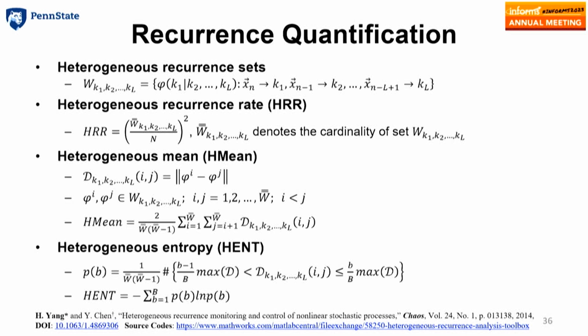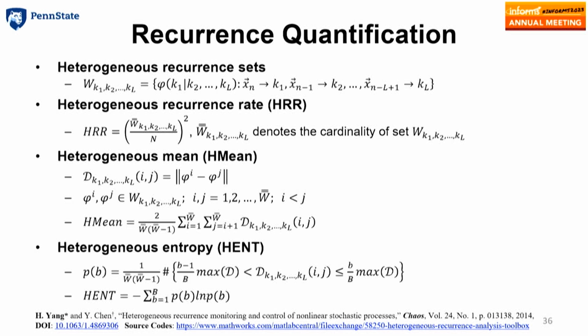And also recurrence rate, this is a heterogeneous recurrence rate. And this is the cardinality. And these are the set. The first one is the set. How many of them in different areas? What time do we appear in this state sequence? And also this is the rate. This is the mean in each area. And this is the entropy, the distribution in each circle.